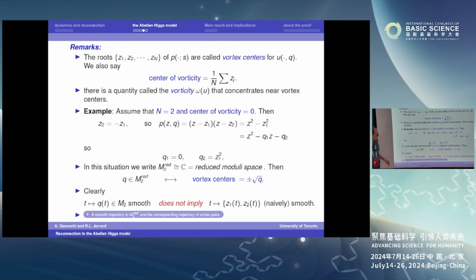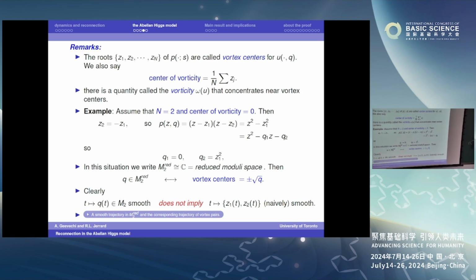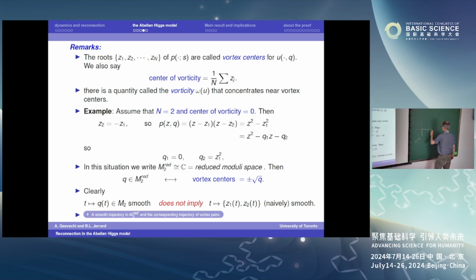And so in this situation, we can say there's a reduced moduli space, which is just isomorphic to C, and in this case, the map that takes me from the reduced moduli space to the vortex configurations in the plane is just the square root map. So if I have M2 reduced, it looks like C.